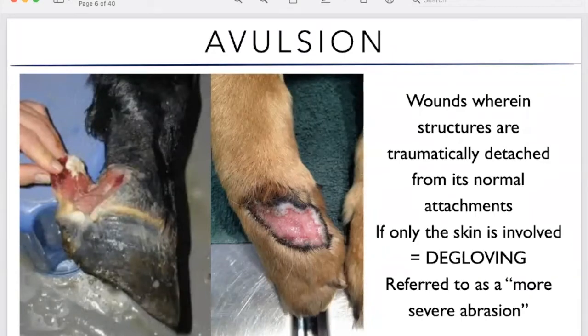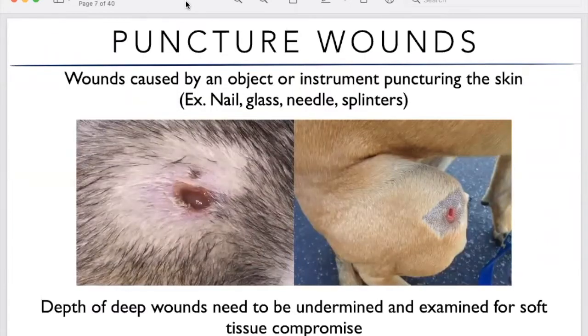Next wound. Oops, sorry. Would be puncture wounds. All right. Ito yung mga wounds na you may not see so much damage on the superficial level. But this is caused by an object or an instrument puncturing the skin. It could be a nail, a glass, a needle, wood splinters. So yung makikita mo sa labas would be just a small wound, right? But the problem with puncture wounds is that it would depend kung ano yung nagpuncture, kung gaano siya kalalim, kung gaano kalalim yung dinaanan ng puncture wounds.